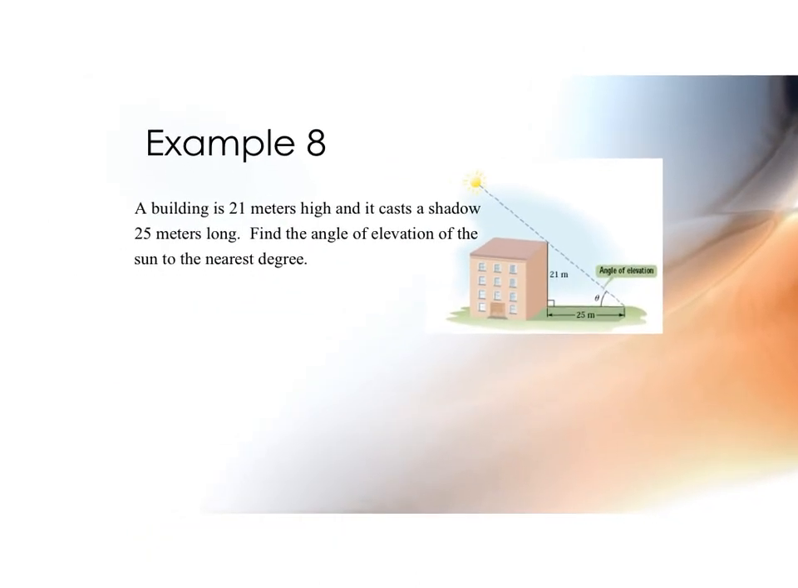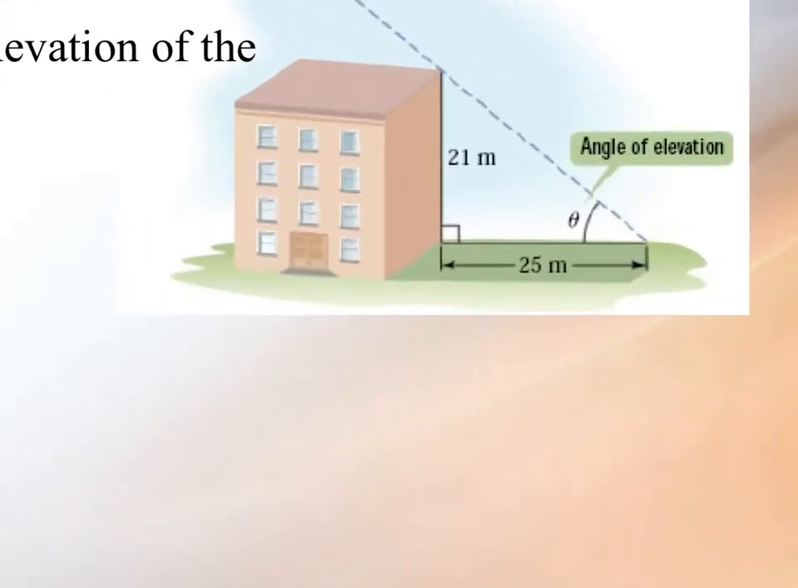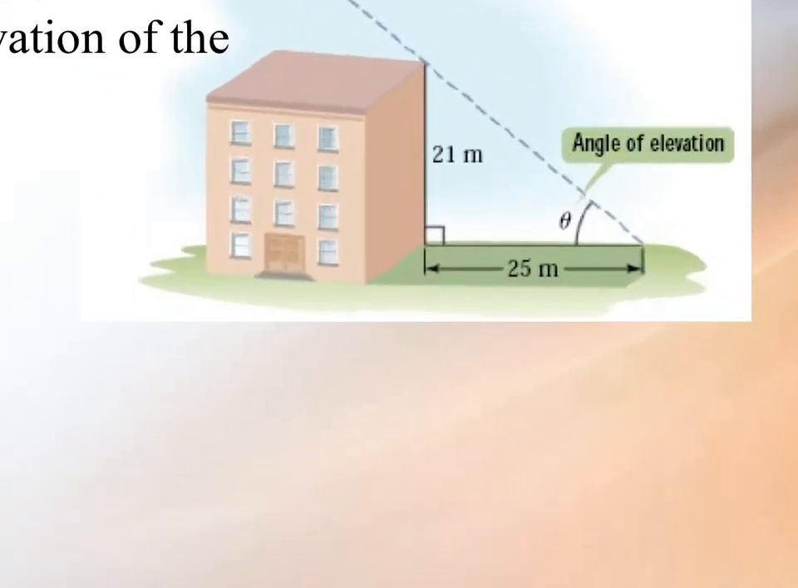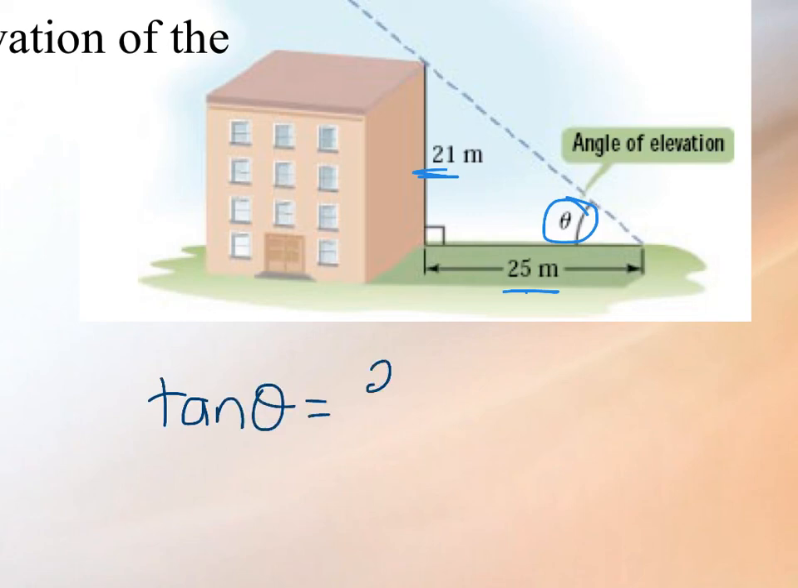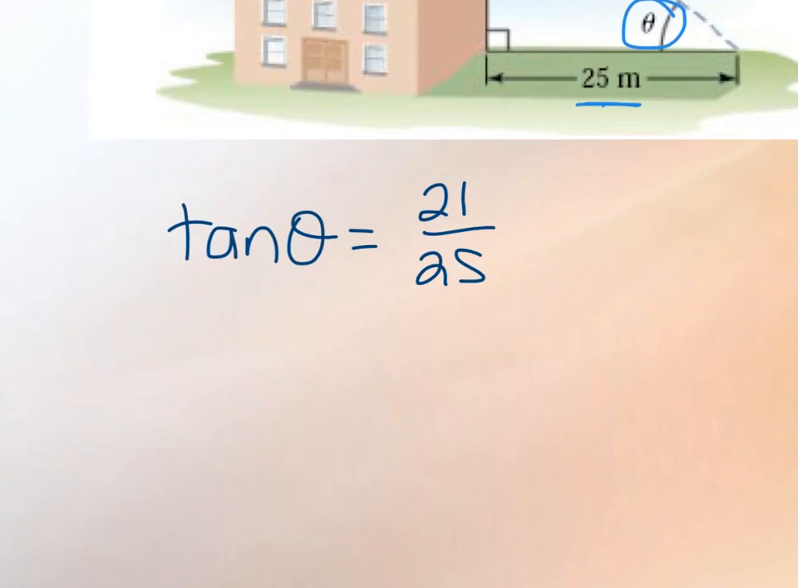Last one. A building is 21 meters high and it casts a shadow 25 meters long. Find the angle of elevation of the sun to the nearest degree. This time you're given the side lengths and you're missing the angle, okay? So if you look at the drawing, in respect to this angle, what would be 21? Opposite. 25? Adjacent. So my trig statement is the tangent of theta equals 21 over 25. How do I solve that?